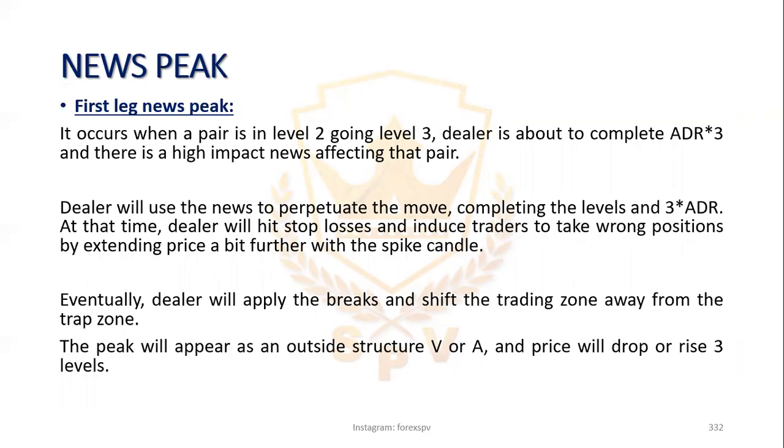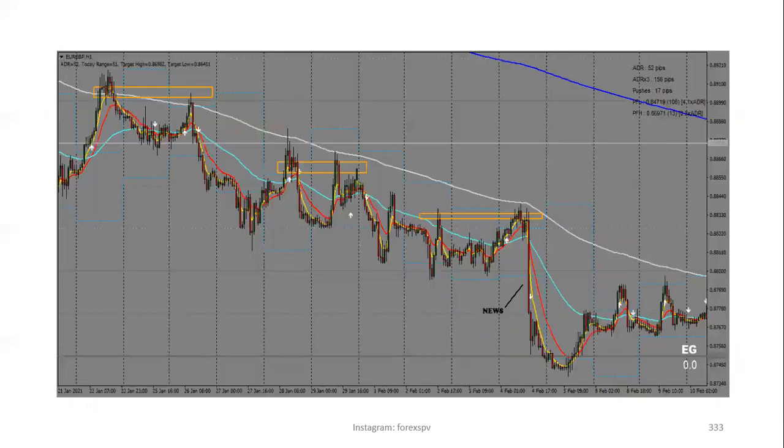We also have the news peak, and for the news peak, we'll be talking about the first leg news peak and the second leg news peak. Now, let's start with the first leg news peak. Here we had this as a peak reset. We had level 1, the market chopped around. We had level 2, the market chopped around.